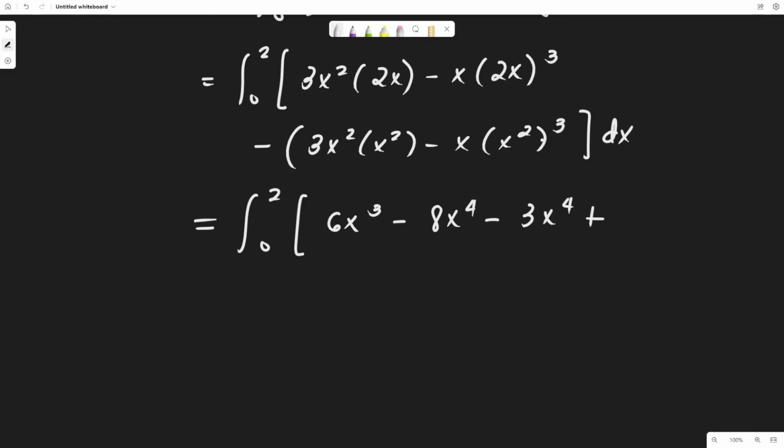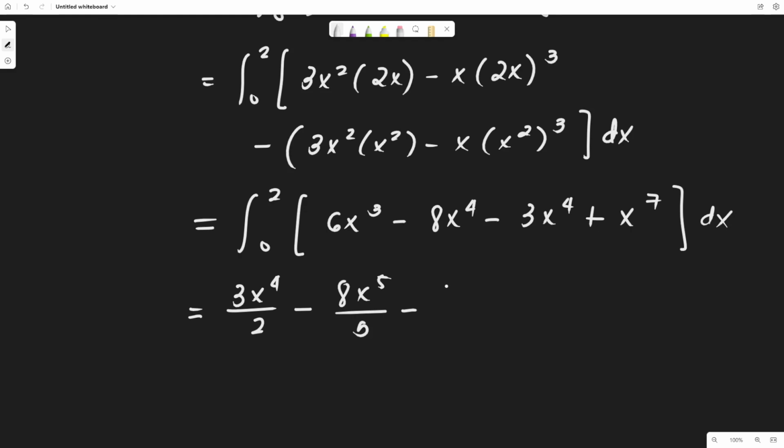Then plus, 2 times 3 is 6 plus 1 is 7. So, plus x to the 7 dx. Ayan. So, yeah. And then, pwede na natin i-integrate ulit in terms of x naman. So, let's integrate. So, we have, this will become 3 over 2. 3x to the fourth over 2. So, that is 6x to the fourth over 4.